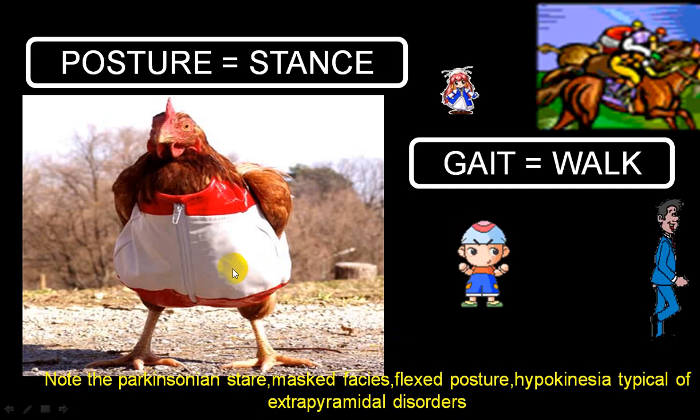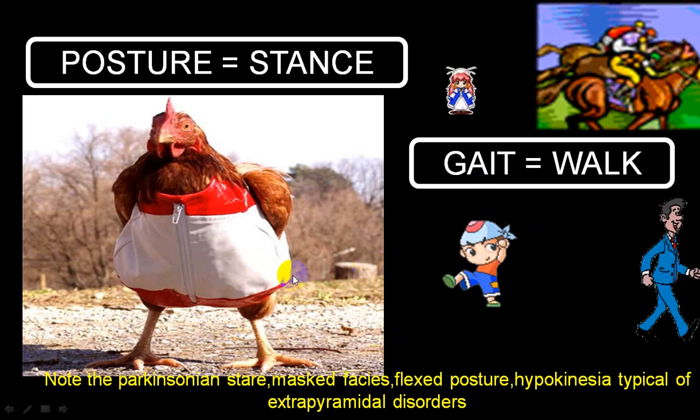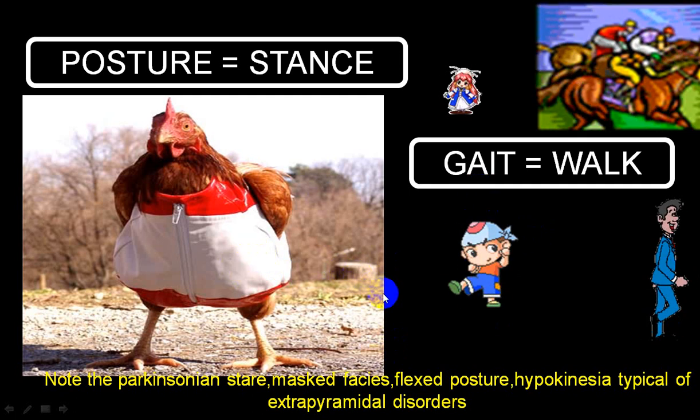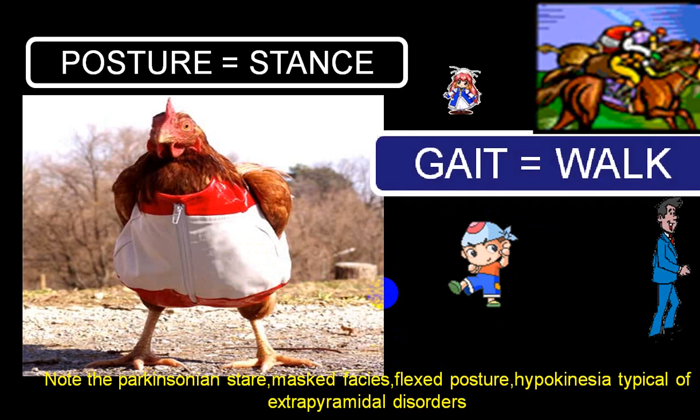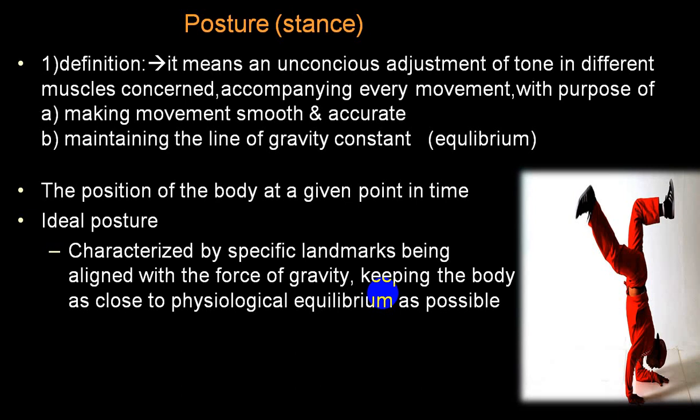So this is a posture, static. When he walks, we call that a gait. And maintenance of posture is by maintenance of equilibrium. So posture or stance means unconscious adjustment of tone in different muscles concerned, accompanying every movement with the purpose of making a movement smooth and accurate and maintaining the line of gravity constantly, and that is called equilibrium.